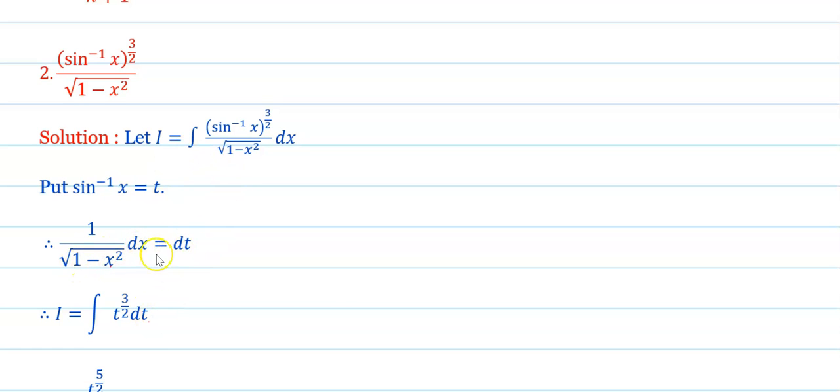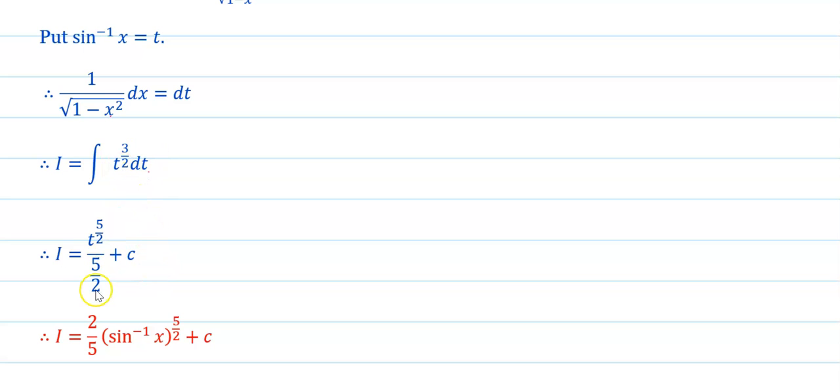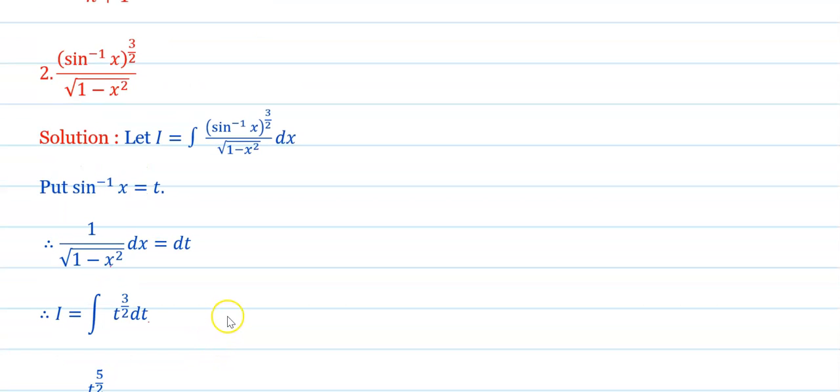Okay, now next, हे इंटिग्रल अतिशय पुन्हा सोपं आहे. What is the integral of t raised to 3 by 2? t raised to 3 by 2 plus 1 means what? t raised to 5 by 2 upon 5 by 2 plus c. पुन्हा 5 by 2 हा multiplied and reciprocal होणार, and hence I is equal to 2 by 5 (sin inverse of x) raised to 5 by 2 plus c. Okay, पुन्हा तुम्ही बघू शकताय.